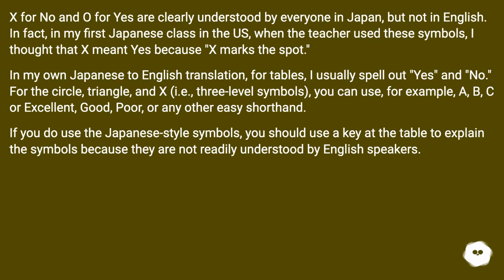For the circle, triangle, and X, i.e. three-level symbols, you can use, for example, A, B, C, or excellent, good, poor, or any other easy shorthand. If you do use the Japanese-style symbols, you should use a key at the table to explain the symbols because they are not readily understood by English speakers.